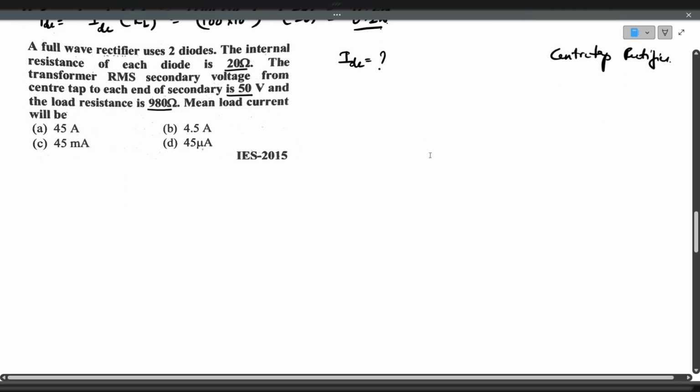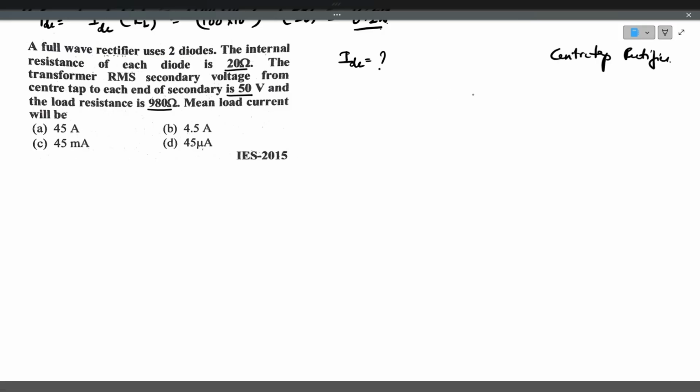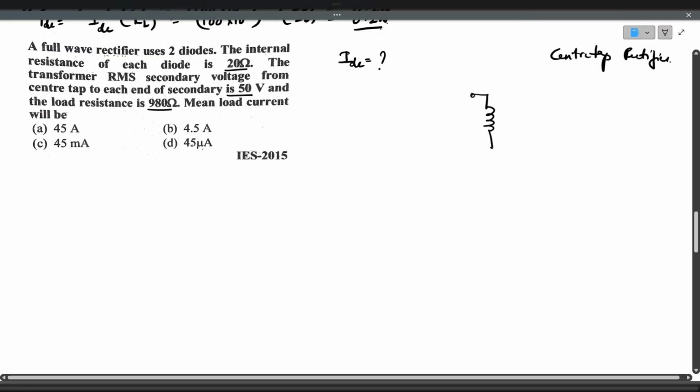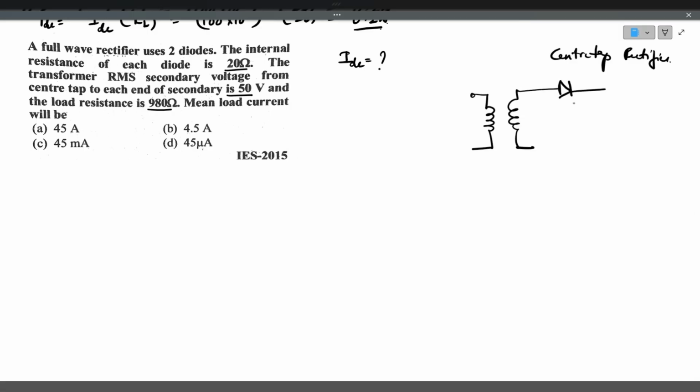Okay. Now we'll just draw the diagram. This is the primary winding, this is the secondary winding, diode D1 and D2. Every time I draw these circuits because it will be a practice for you. So diode forward resistance is given as 20 ohms and load resistance is given as 980 ohms.